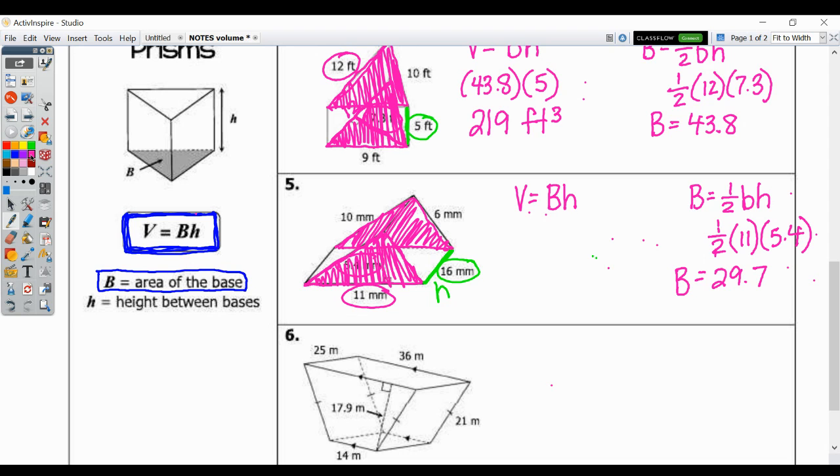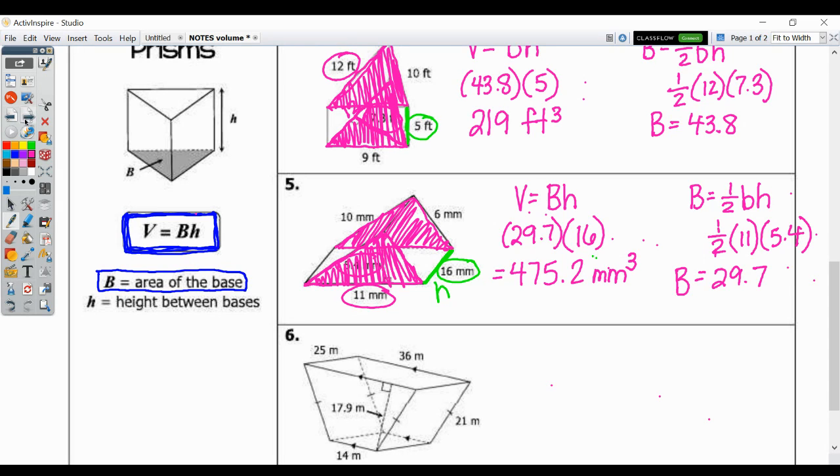Okay, so now I just substitute and multiply. My capital B is 29.7. My H I determined is going to be 16. And then if I multiply 29.7 times 16, I get 475.2 millimeters cubed. Remember, I always have to put cubed because I'm talking about volume.